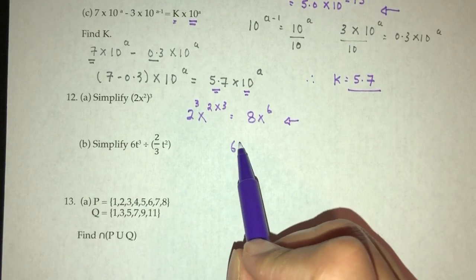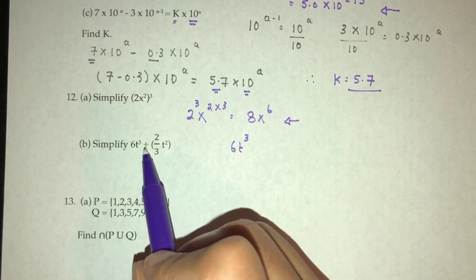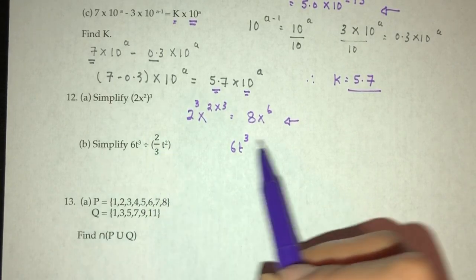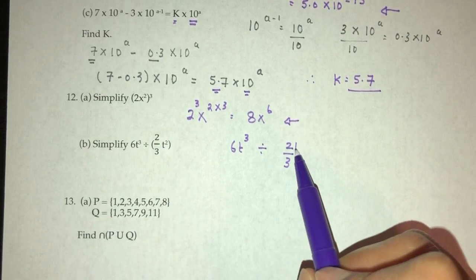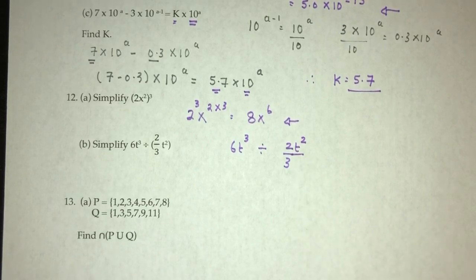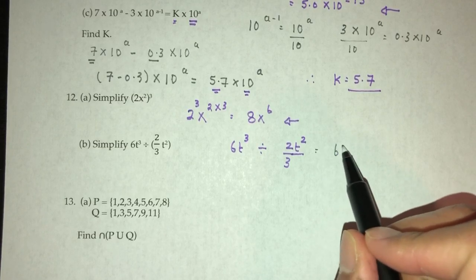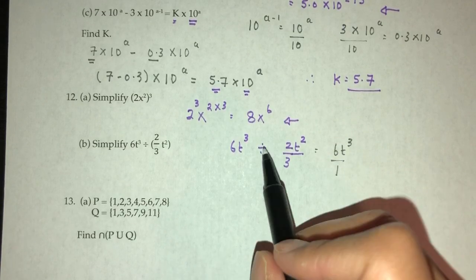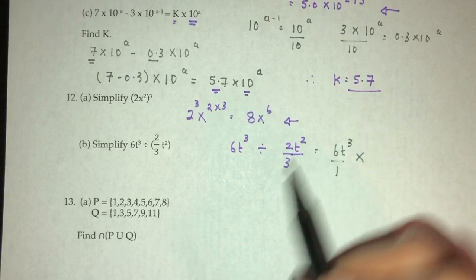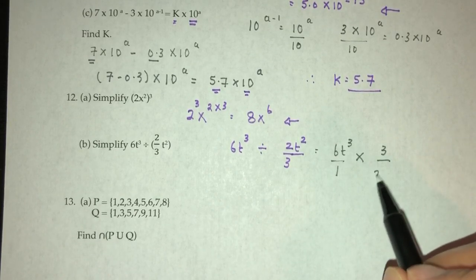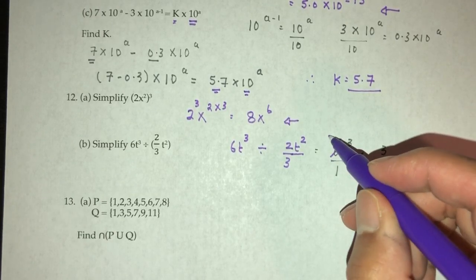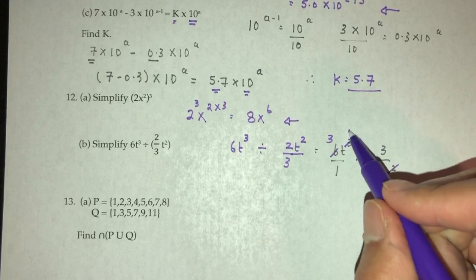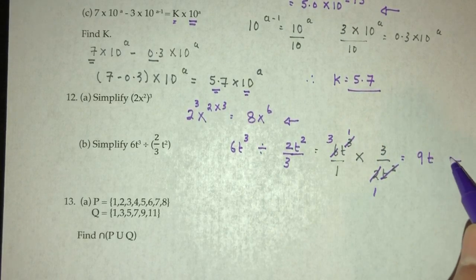So we have 6t cubed. Now whenever you have, let's write this down again. So divide by 2 over 3. So the t squared is actually up. T squared is up, it is not below. So now we have to change the divide to multiply. So you will have 6t cubed, it is over 1. Change this to multiply, and then we have to flip this upside down. You will have 3 on top and 2t squared. Now we can simplify. 1, 3, 2, 1. That will be 9t. So 9t is your answer.